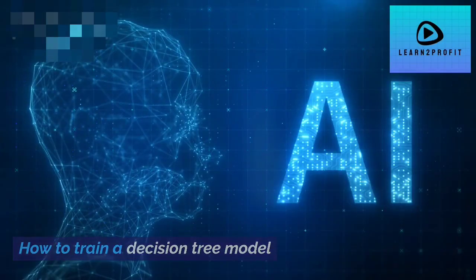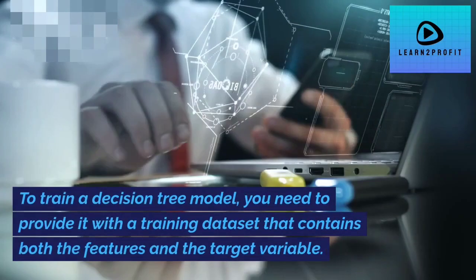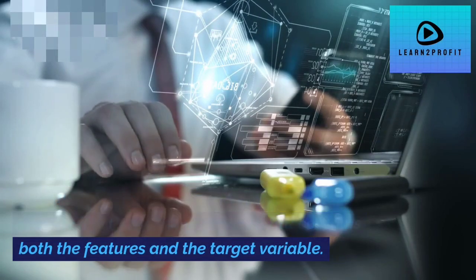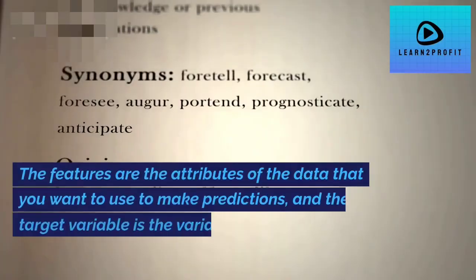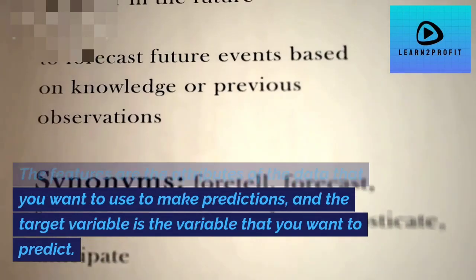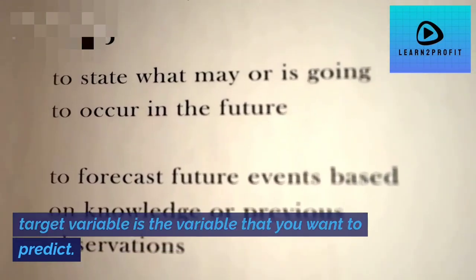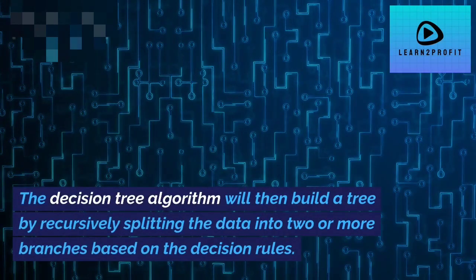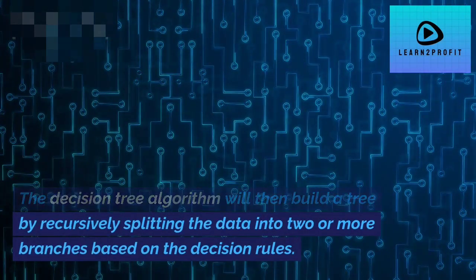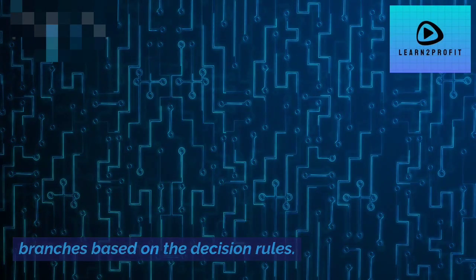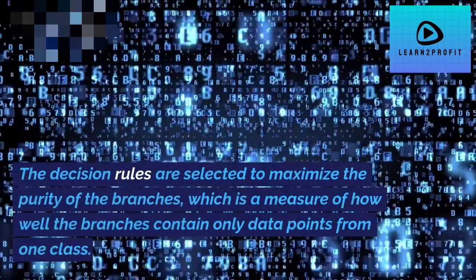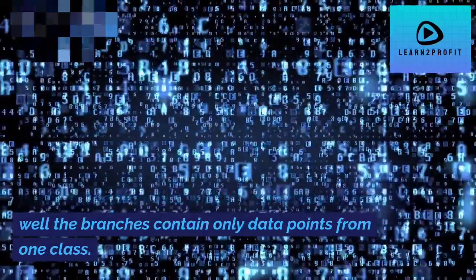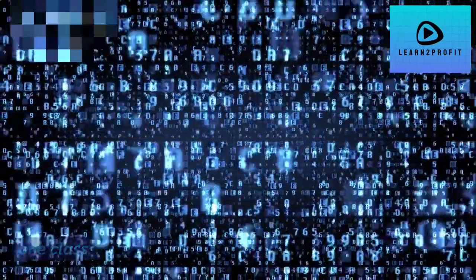How to train a decision tree model? To train a decision tree model, you need to provide it with a training dataset that contains both the features and the target variable. The features are the attributes of the data that you want to use to make predictions, and the target variable is the variable that you want to predict. The decision tree algorithm will then build a tree by recursively splitting the data into two or more branches based on the decision rules. The decision rules are selected to maximize the purity of the branches, which is a measure of how well the branches contain only data points from one class.